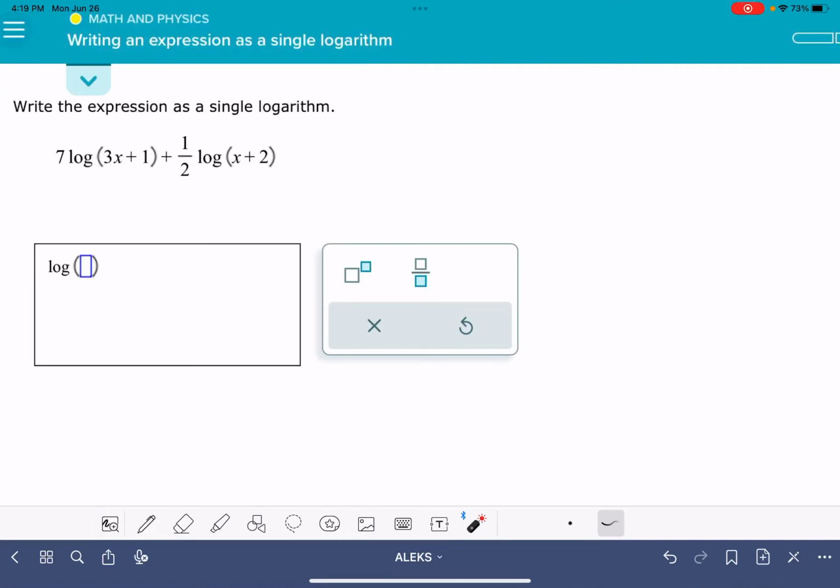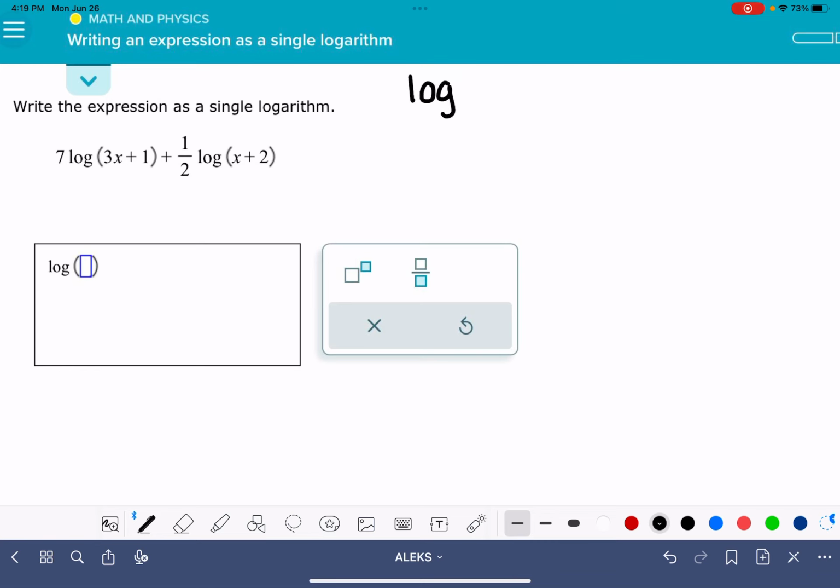In this video, we're going to work on the ALEKS problem called writing an expression as a single logarithm. This problem is going to give us an expression that has 2 or maybe 3 log functions in it, and it wants us to simplify or condense it down to an expression that only uses the log function one time. We're going to be using a few of the different properties of logs, so I'm going to write those up here just as a refresher.